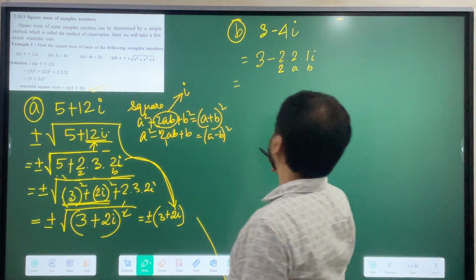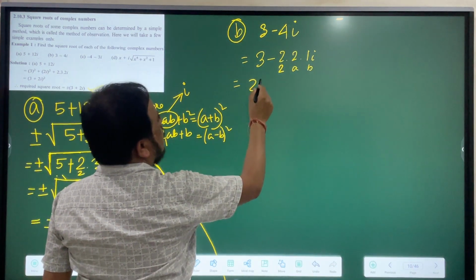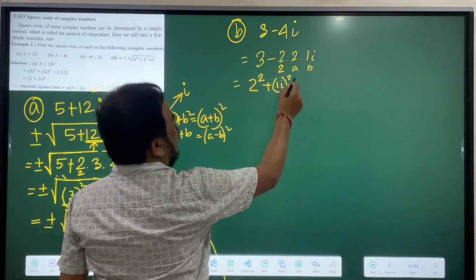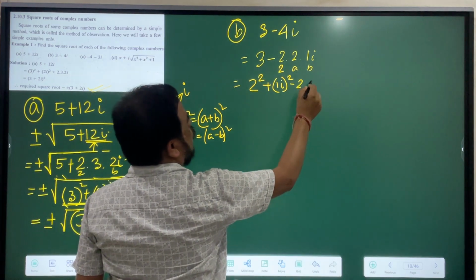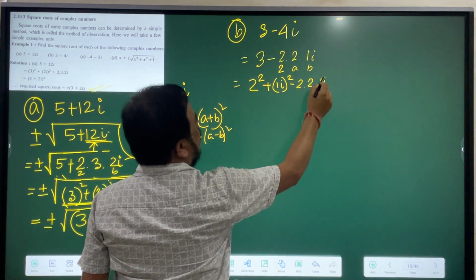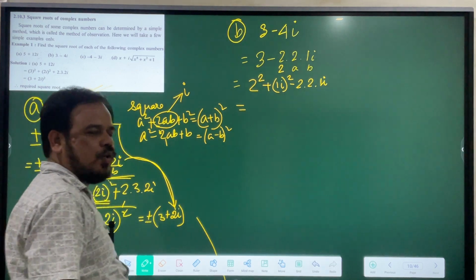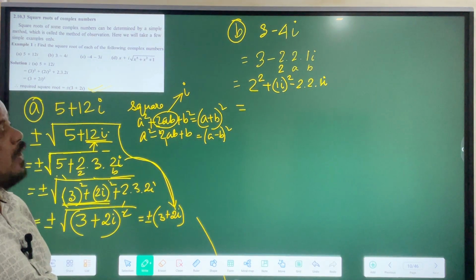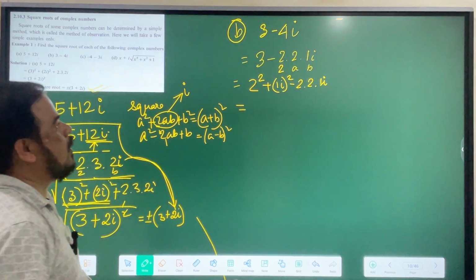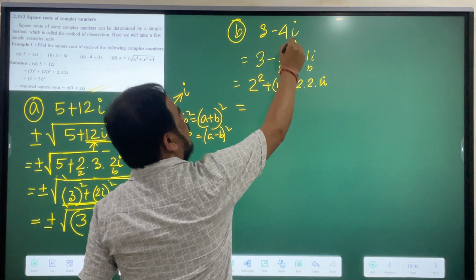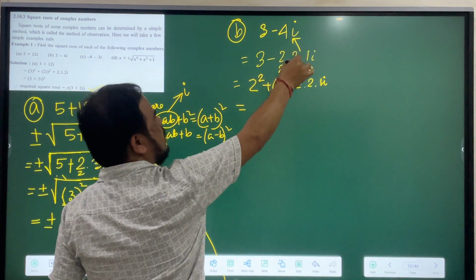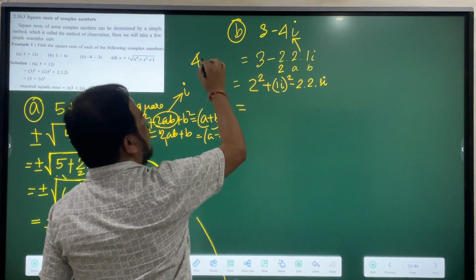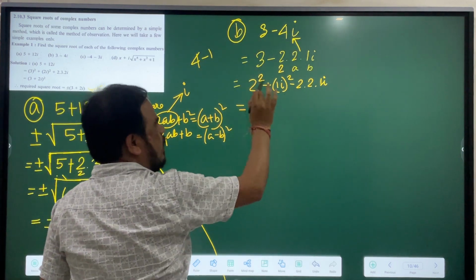Okay, let us write now. a square plus b square, this is minus 2ab. So now you will see the calculation, back calculation, verification calculation. This is already verified. Remember that we have to make twice ab from i only. Now 2 square is 4. i square is minus 1. So 4 minus 1 is 3. That means what we have done is correct.